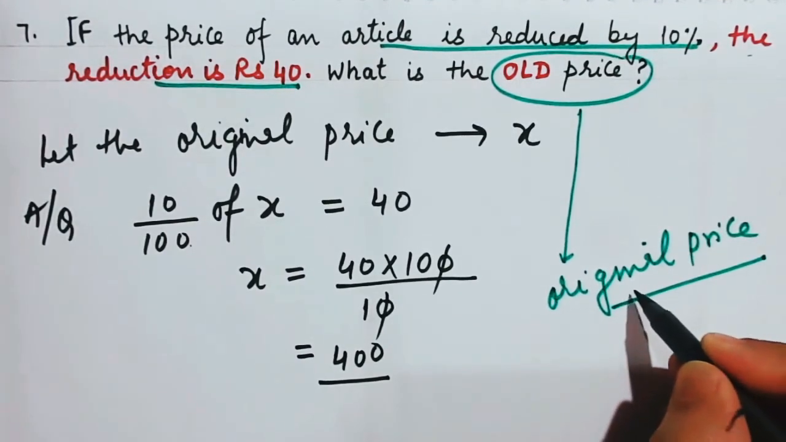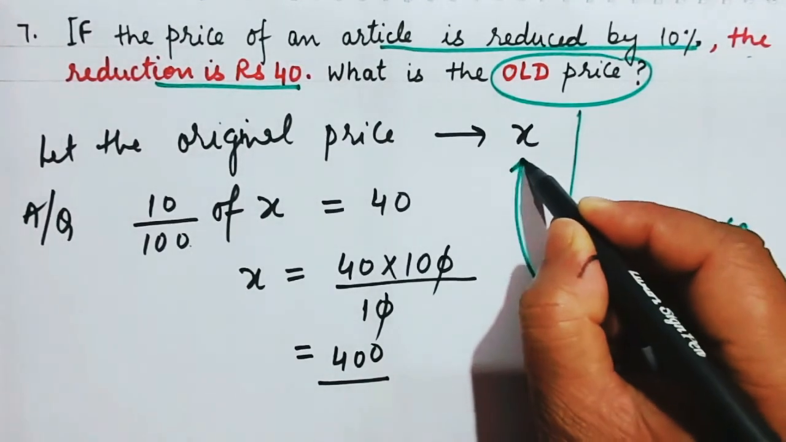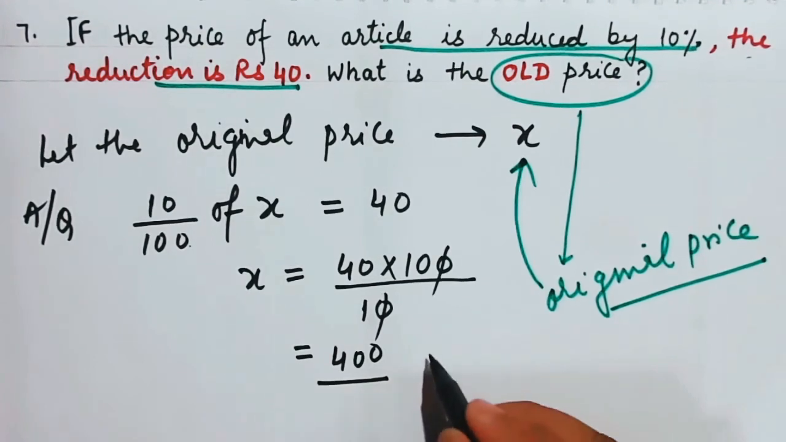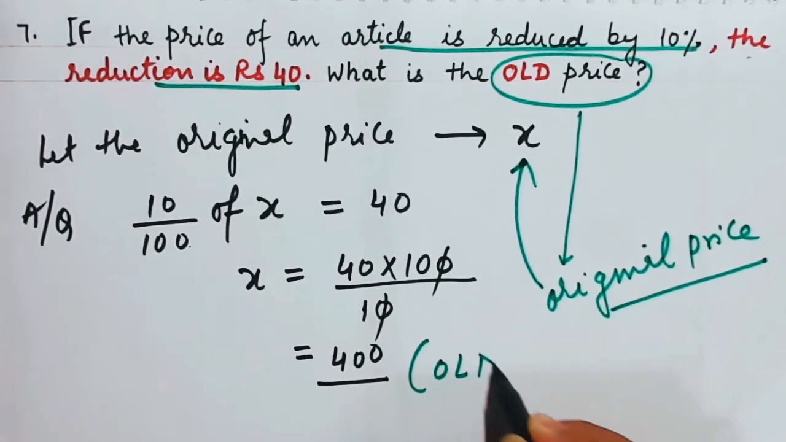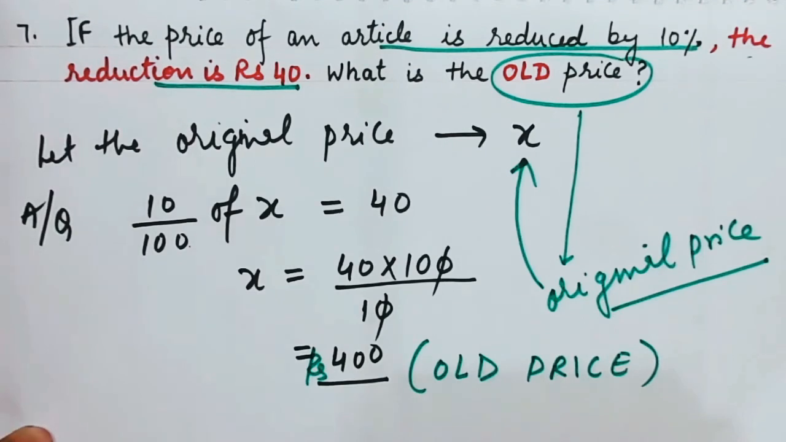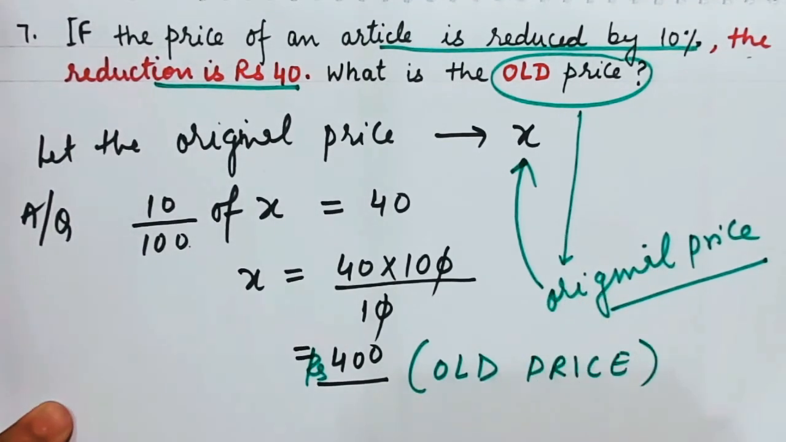and this original price I have already taken as X. This means your X is equal to 400, means your old price is equal to rupees 400. Therefore you shouldn't get confused with the old price as well as the new price. Remember, in the new price you need to add the increase in the price.